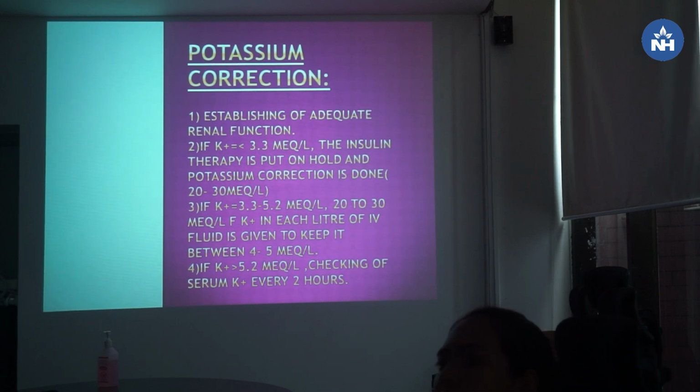More than 5.2, it's fairly high. So sir, if we give insulin, it won't decrease that much. So for that we have to check every 2 hours. Fair. Because you want to see that you're not getting worsening hyperkalemia is what you're trying to do. Yes. Because see, this is written in the book.